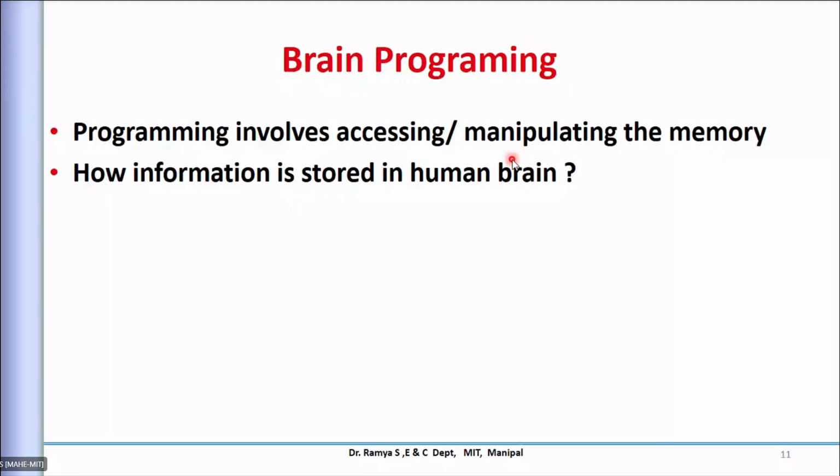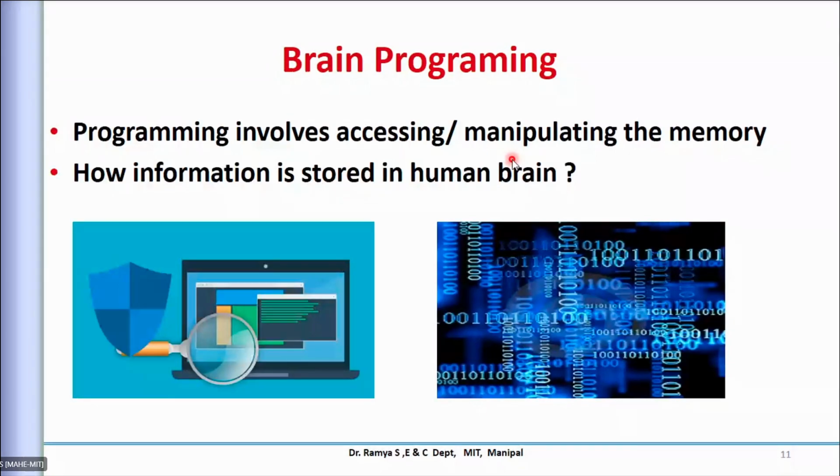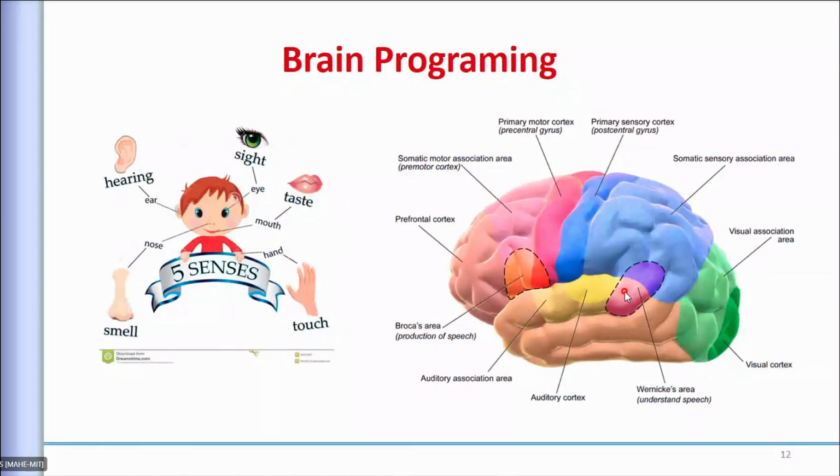We should know how our human brain stores information, correct? For the computer, you already know, it stores information as ones and zeros, which is binary in nature. Now how about our human brain? The human brain is a bit complex.